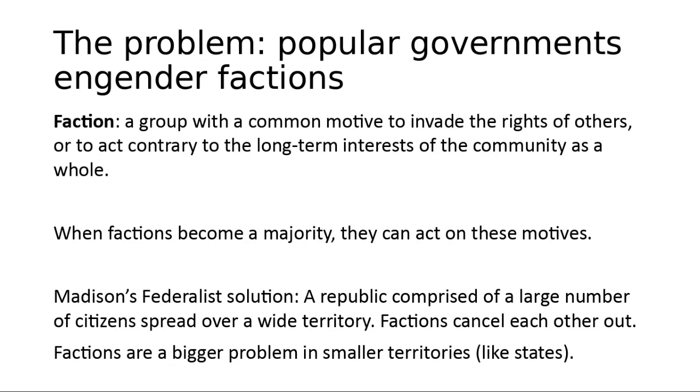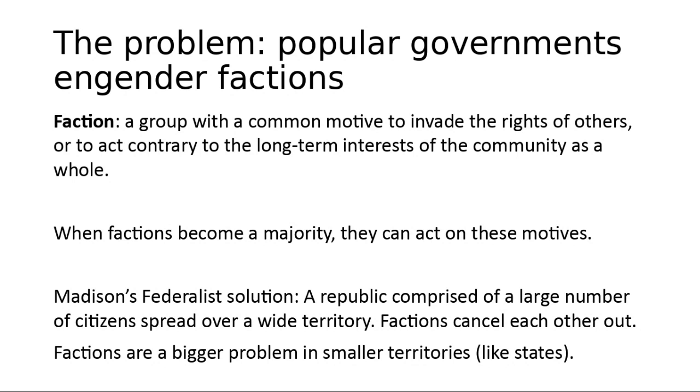So the whole point of this essay is to give Madison's reply to this objection. The objection is popular governments are no good because they produce destructive factions. Madison has a solution, the Federalist solution, which is this. If you have a republic, it's made out of a large enough number of citizens and they're spread over a wide enough territory that factions are going to cancel each other out and their influence can be nullified.